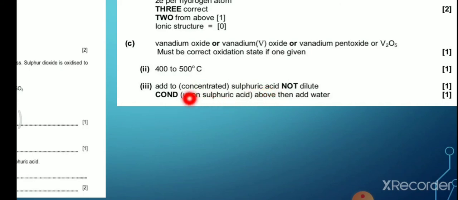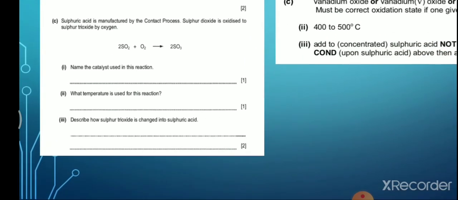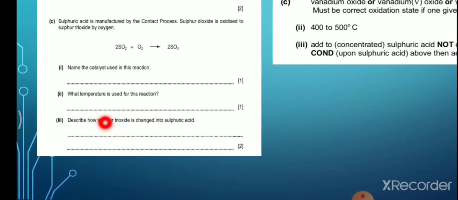And then to the above add water. So these 2 steps you have to write here, how SO3 is turned to H2SO4. The first step is SO3 plus concentrated H2SO4 gives H2S2O7. To H2S2O7 you have to add water. You will get H2SO4, which you should write in the form of a word equation.